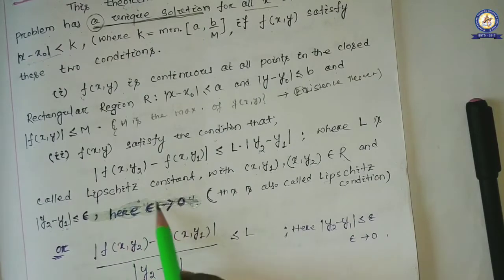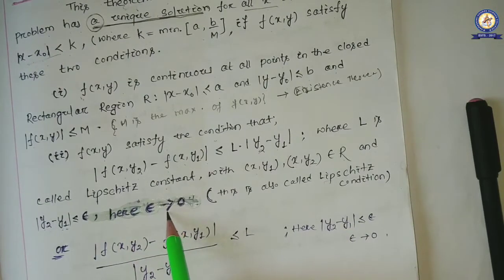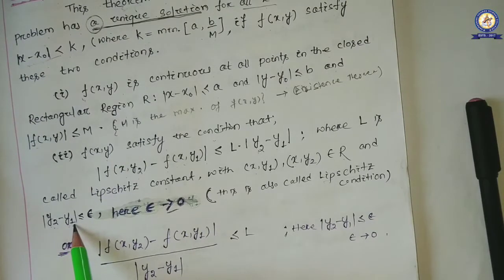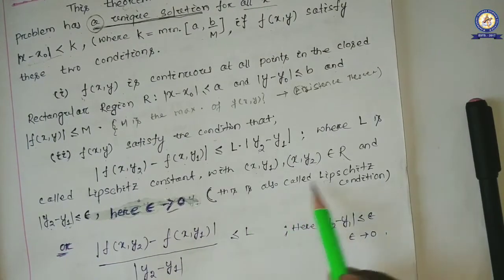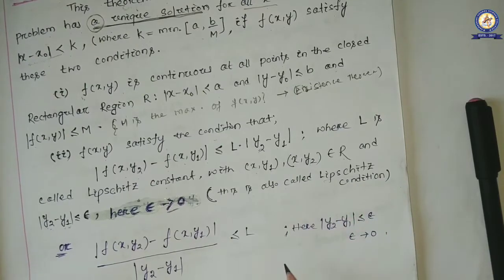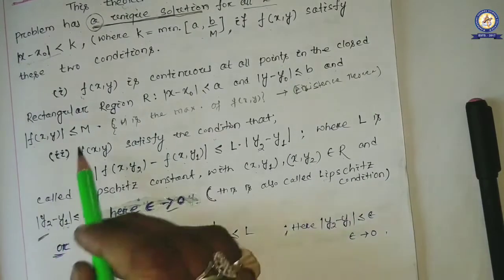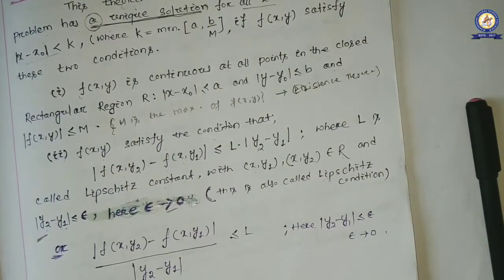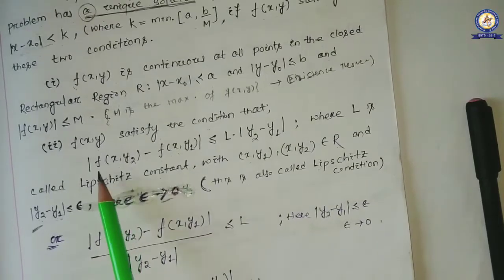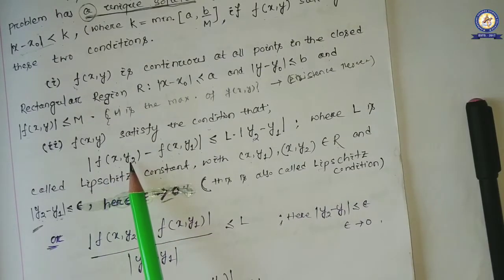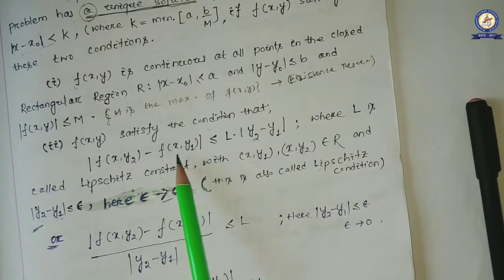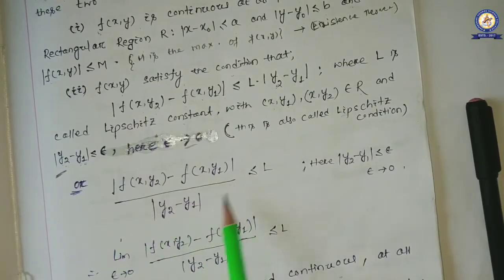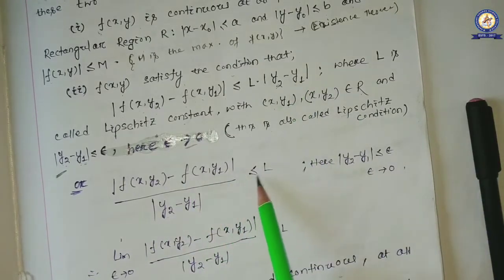Here epsilon is very small. Very small means it tends to 0. So obviously y2 is approximately equal to y1. This is also called the Lipschitz condition, whatever I told. So this is the second condition that has to be followed by this function, that is, the modulus of f(x, y2) minus f(x, y1), divided by the modulus of y2 minus y1, is less than or equal to L.